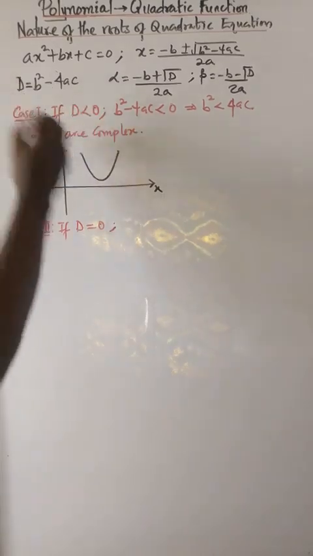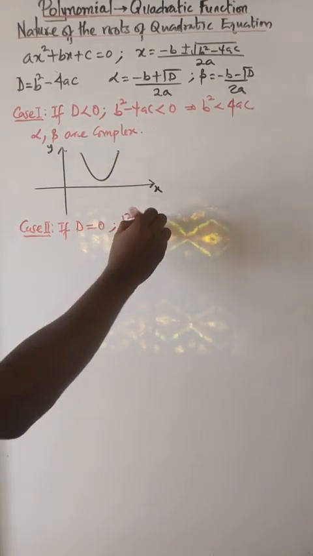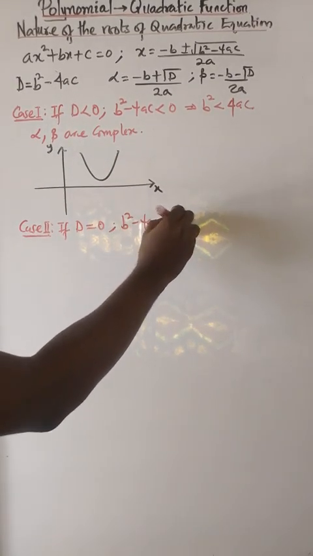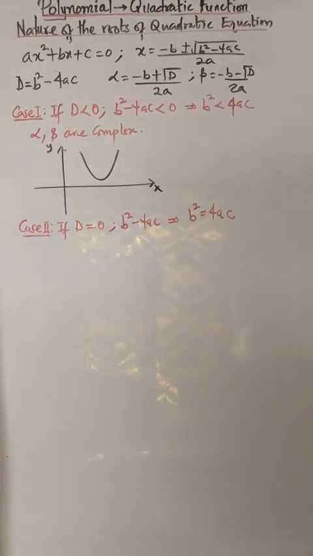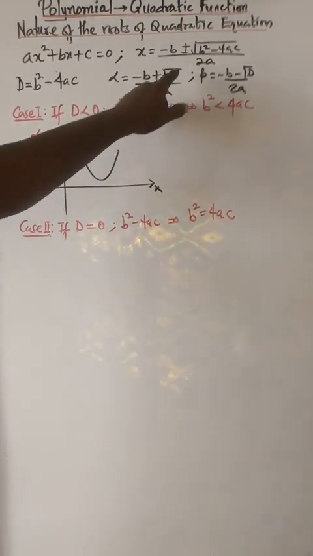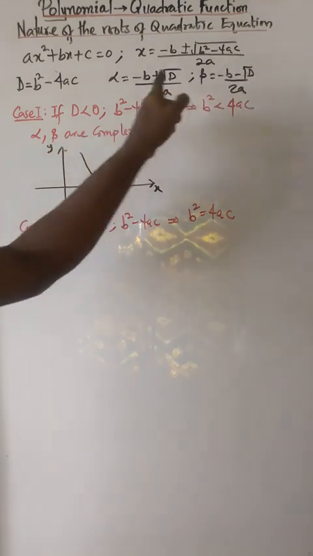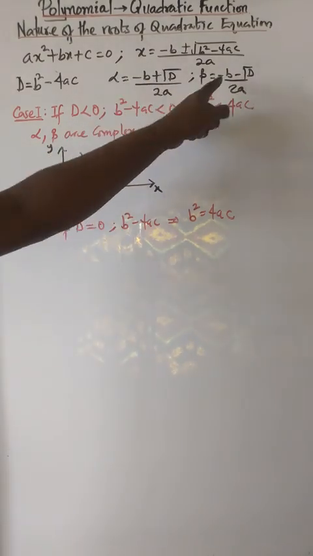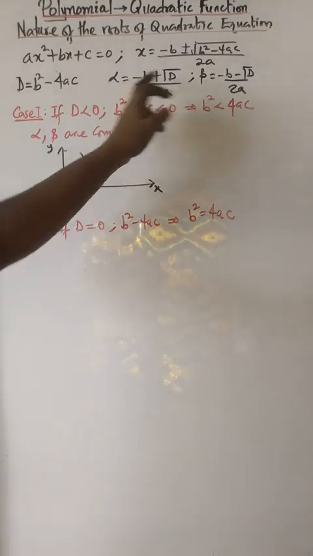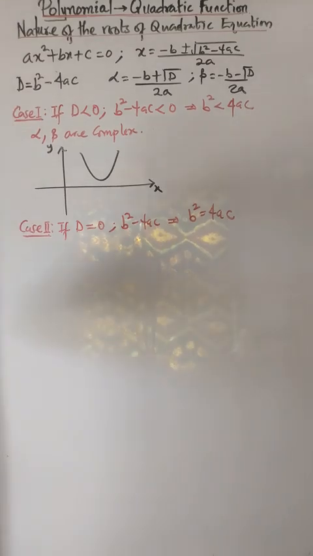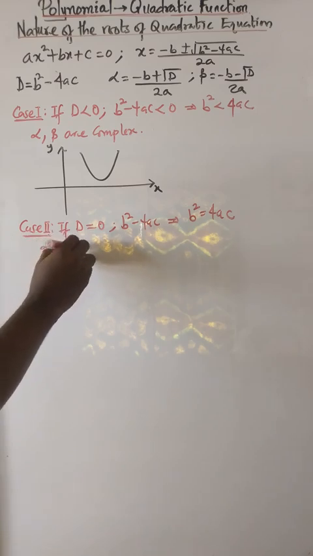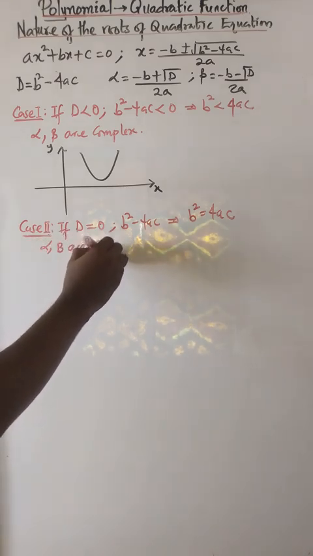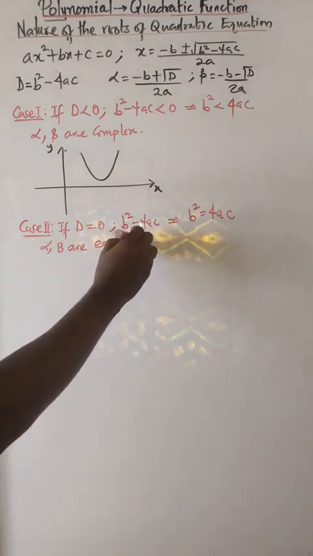Case 2, if d is 0, we know d is b squared minus 4ac. So if d is 0, it means b squared minus 4ac is also 0, which implies that b squared equals 4ac. Now, if d is 0, the square root of 0 is 0. Minus b plus 0 is minus b. Minus b minus 0 is still minus b. It means alpha and beta will have equal value. So the roots are equal.